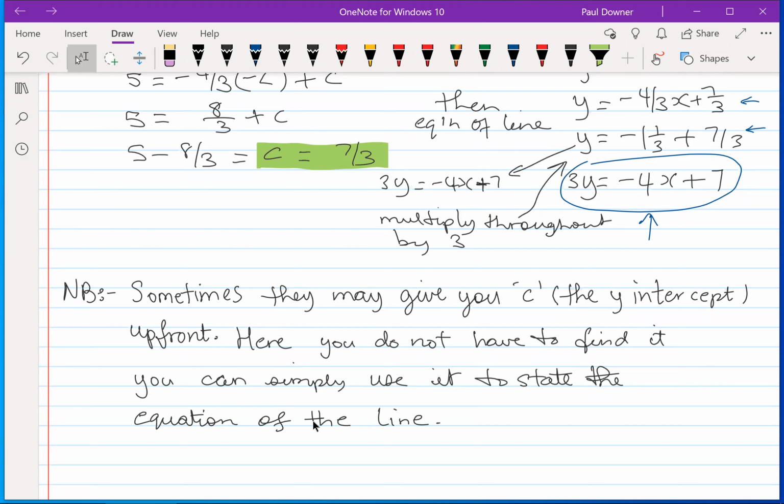Okay, let me give you an example of how they could give it to you in an underhanded way. They could tell you the line goes through the point 0, 4. But anytime they give you a point that the line goes through where the x-coordinate is 0, then this here is the y-intercept.